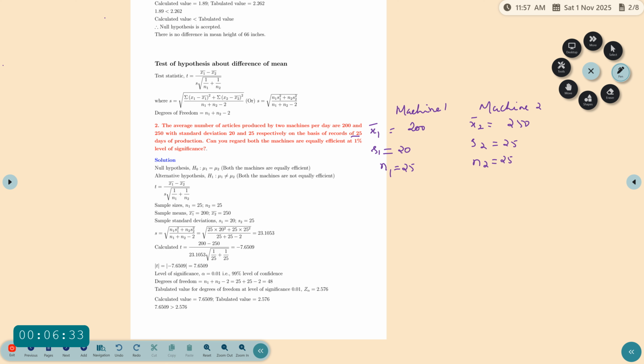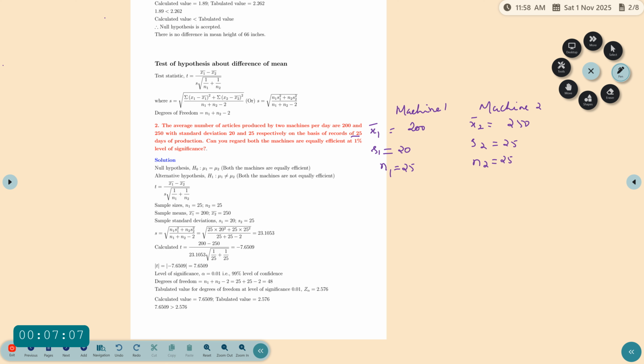So based on this, we have to set the null hypothesis. What is the null hypothesis? What is the claim of the claimant? Can you regard both the machines as equally efficient? Whenever we say null hypothesis, the hypothesis should be that there is no difference. When a comparison comes, there is no difference, and the sample is taken from the population. This is what the null hypothesis should be.